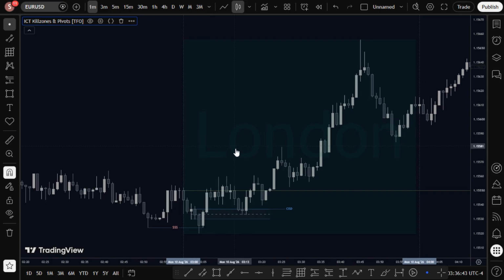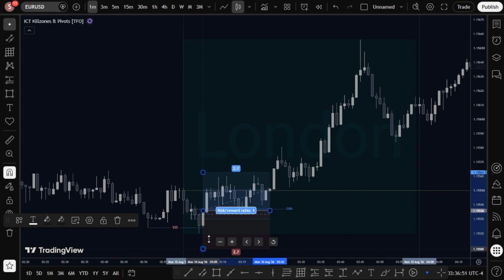Okay, so our trade, our entry will be on this breaker and stop loss below the breaker. If you are not okay with this, now you can see the stop loss is 0 point something, so you can make it 1 pip, at least 1 pip.